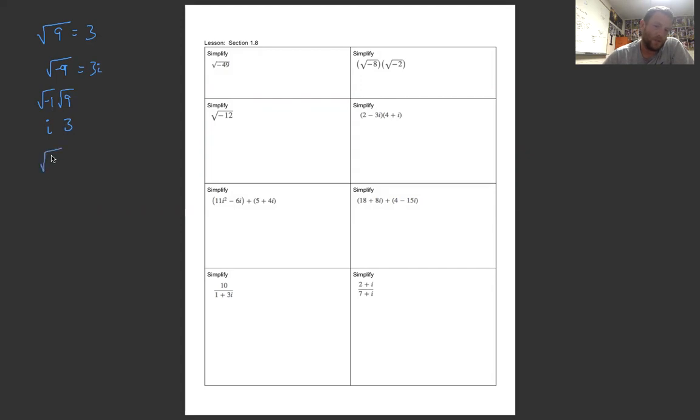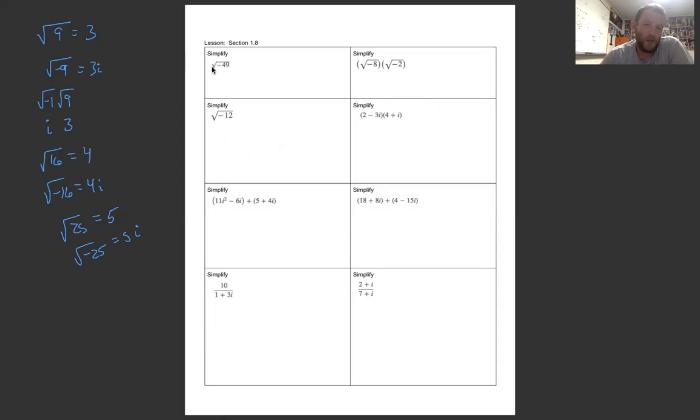Square root of 16 is 4. Square root of negative 16, 4i. Square root of 25, 5. Square root of negative 25, 5i. I hope that makes sense. All right, so let's go ahead and start.